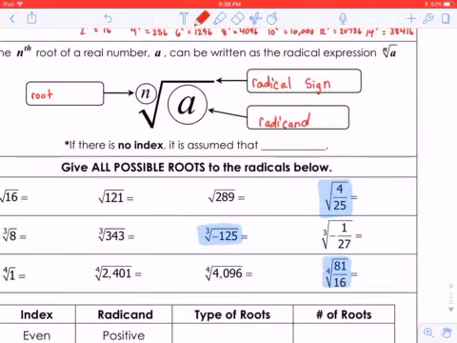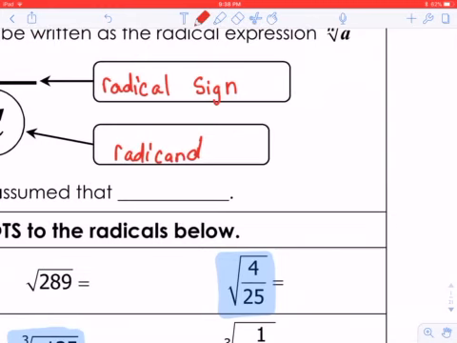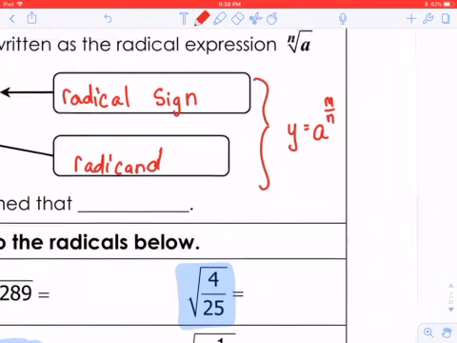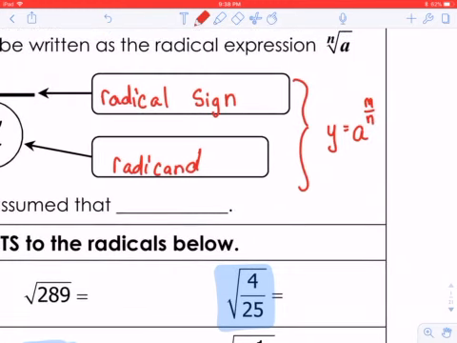So what a radical really is, it's not actually this little guy. I mean, this is a radical, I should say, but this is what a radical really looks like. Its basic form looks like this, and this is going to be very important to what we're doing today, so make sure we're writing this down. It's going to be y equals a to the m over n. That's what a radical is.